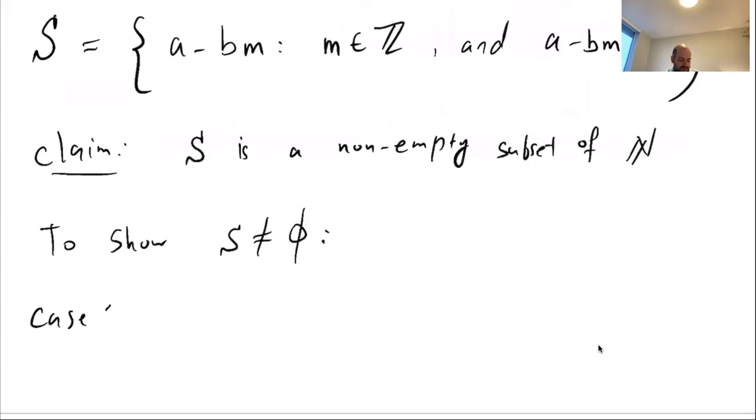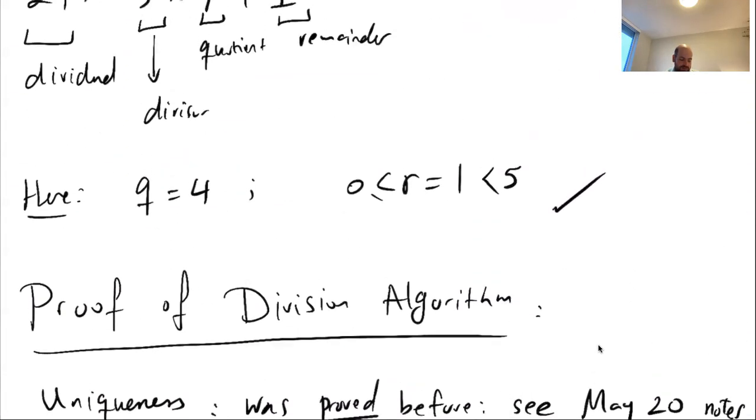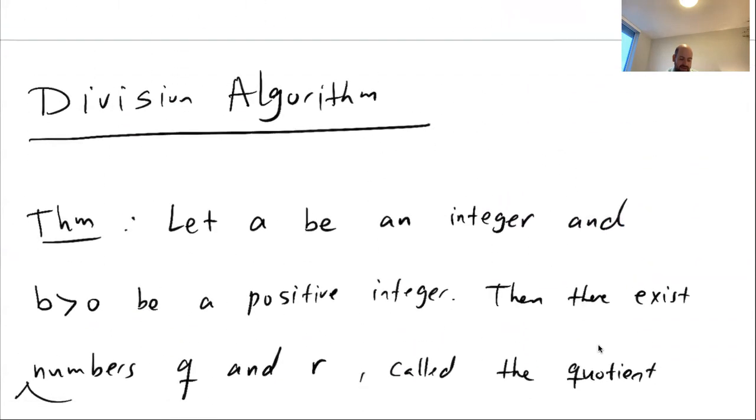So case 1, if A is bigger than or equal to 0, then set M equals 0. Okay, so remember A. What was the assumption? Let me show you the assumption one more time about the division algorithm. A is an integer. I have no assumption about A. I'm not assuming A is positive or negative. A could be any integer, whether positive or 0 or negative. B is positive. So my assumption is that B is a positive integer, but A could be any integer.